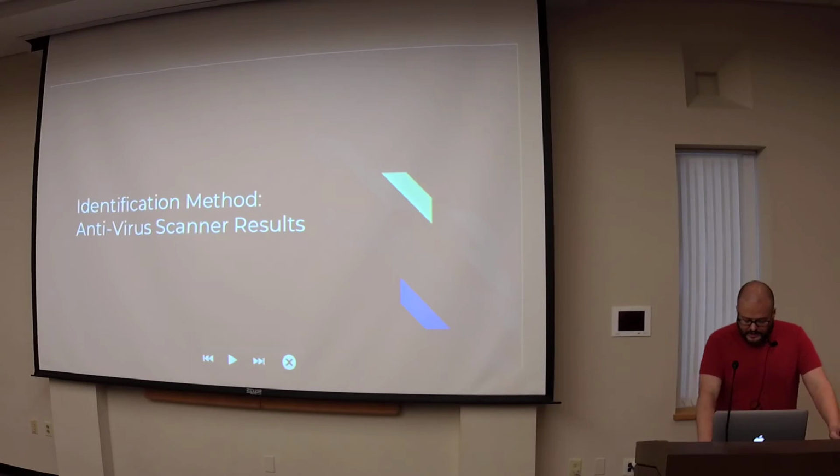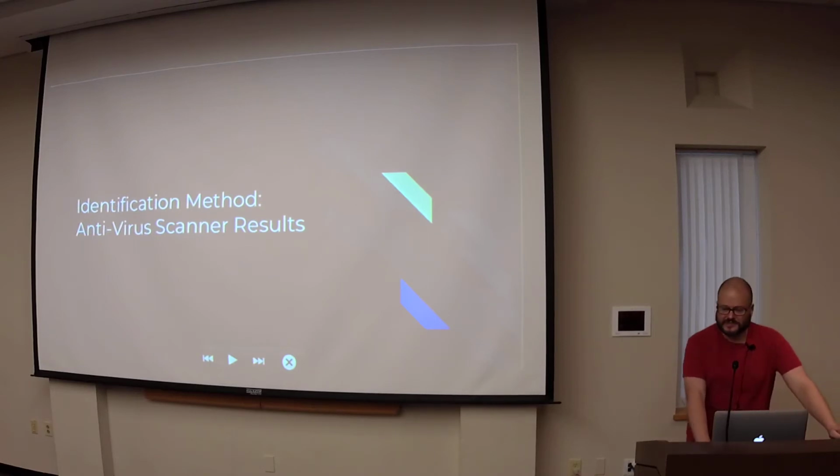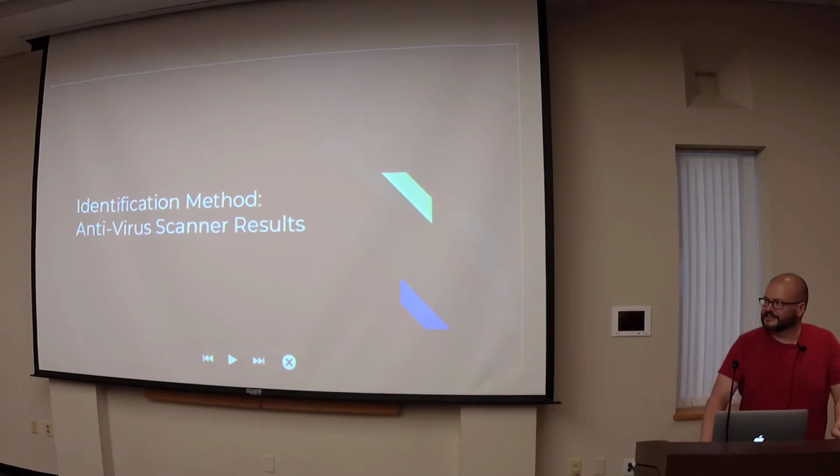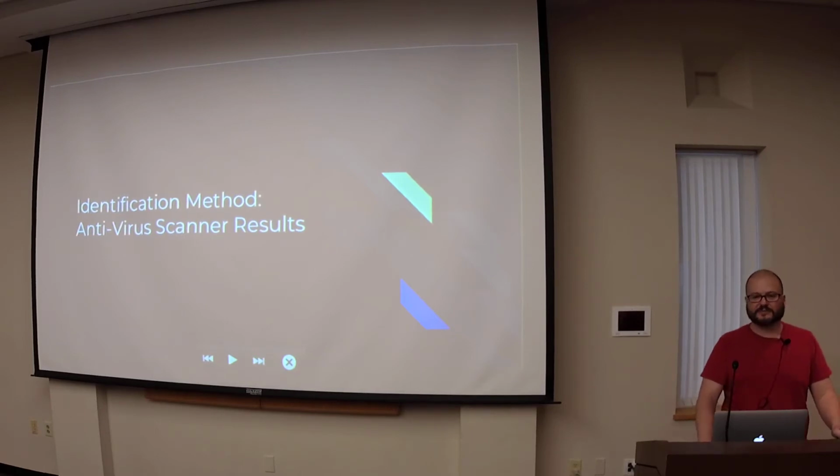So I want to begin talking about identification. The first identification method I want to talk about is sort of the worst identification method. It's the one that you will get the least value from, but it is also probably the most accessible. It's the easiest to get the data for. It's nearly always freely available.